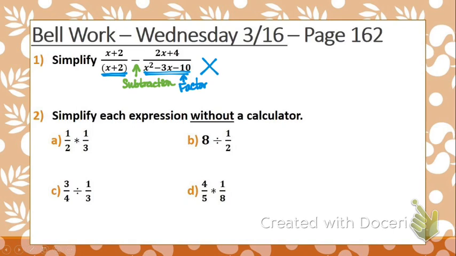I need two numbers that multiply to what? Negative 10, but add to? Negative 3. What two numbers will do that? Negative 5, positive 2.